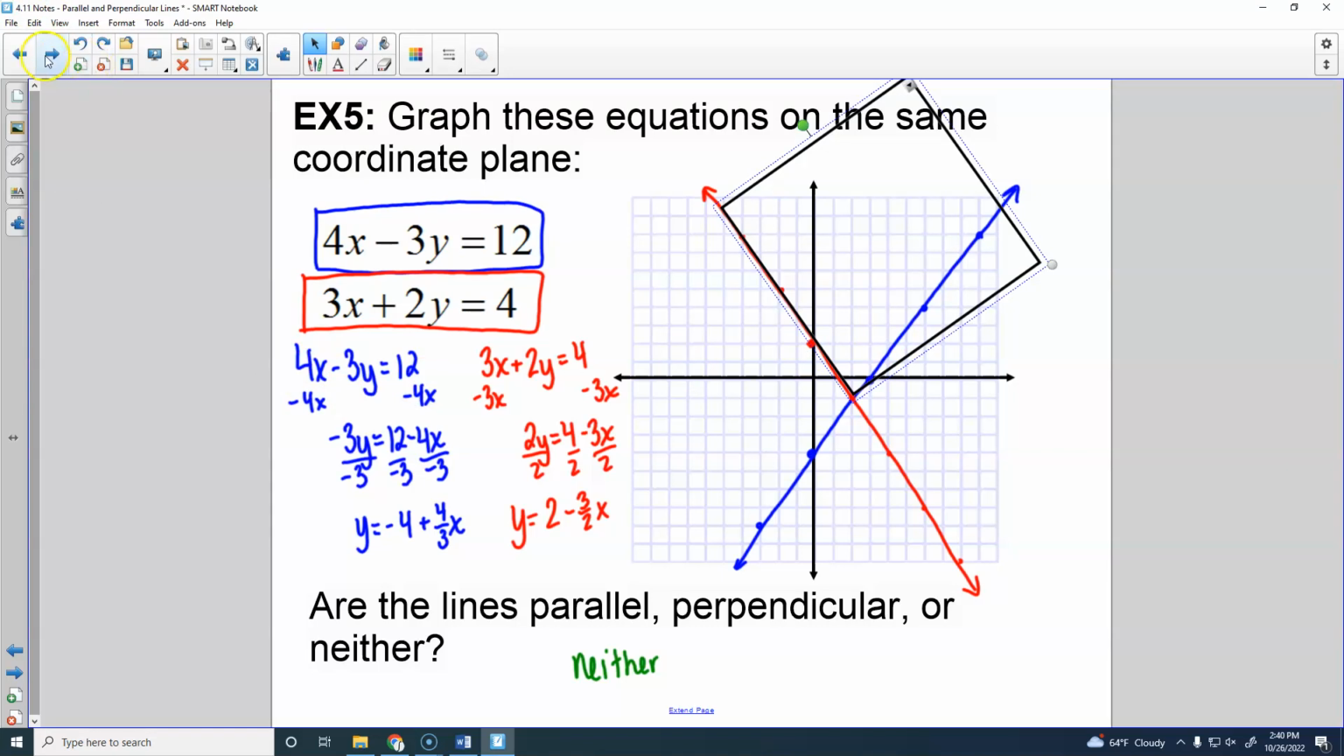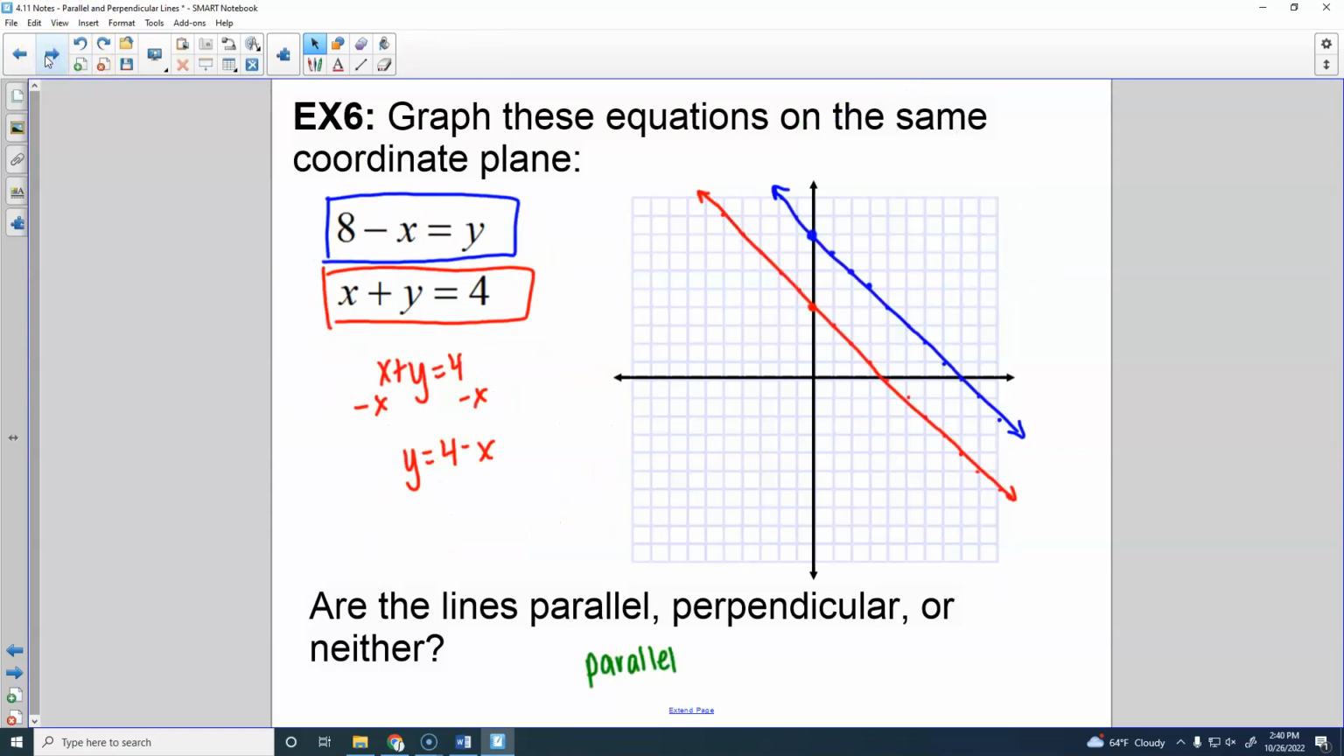Okay. All right, example 6. The blue one's a little bit tricky. It's already solved for y. They just put the y on the right-hand side, which we don't usually do, right? So the y-intercept is 8. The slope is -1, and you can just graph it from here.